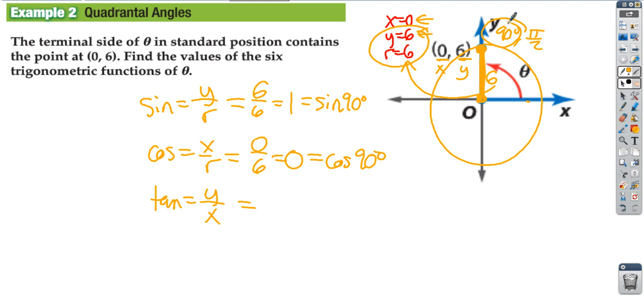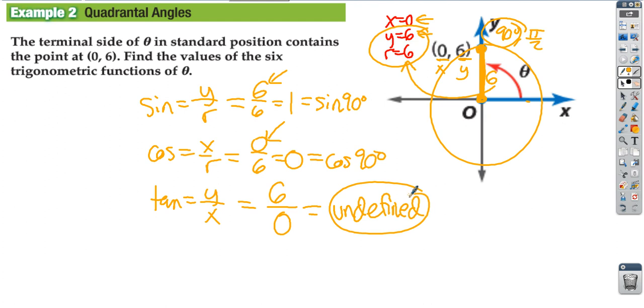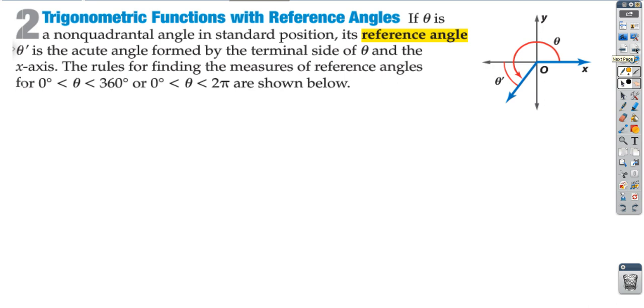And then tangent, well, if you look at that orange line, that's like an undefined slope. That's so steep you couldn't even calculate the slope. Tangent is y over x, so that's going to be 6, which is y, over x, which is 0. But you can't divide by 0. So that means the tangent of 90, if you put that in a calculator, you'd actually get an error. It's undefined, because the slope is a vertical line. The picture is a vertical line.